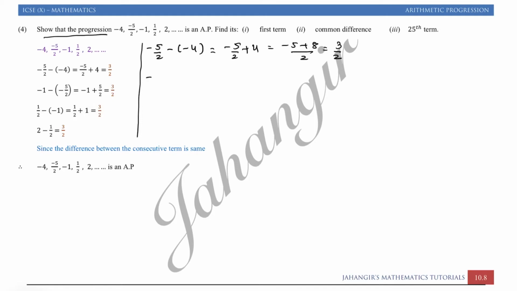So next is minus 1 minus of minus 5 by 2. So minus 1 plus 5 by 2, that is equal to minus 2 plus 5 by 2. Sorry, this is 5 by 2.